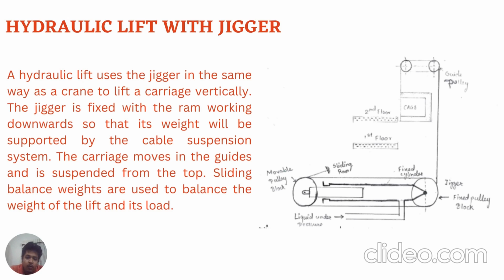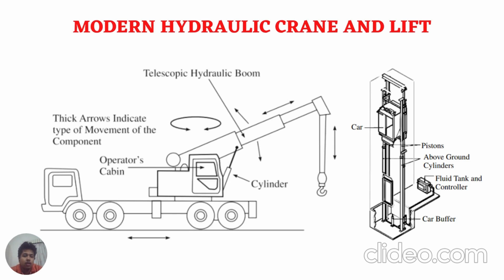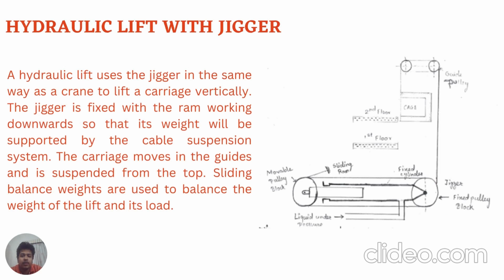There is a horizontal jigger system at the bottom, and similarly as we discussed in the crane, it works the same way. There's a wire attached to the pulleys, and it is further connected to other pulleys, and at last it is connected to the cage or cabin, which we can move in a vertical direction. So a small movement in this jigger may lead to a large movement in this cage.